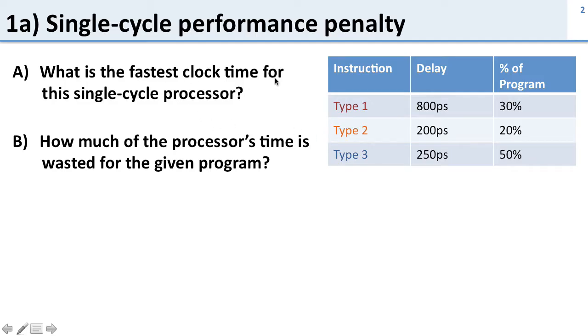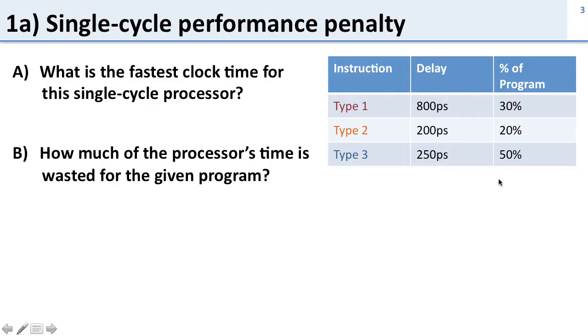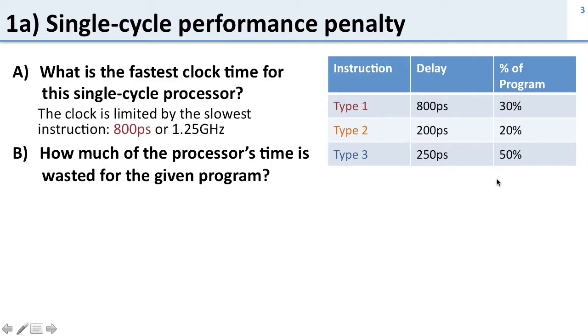What's the fastest clock time for this single cycle processor, and how much of the processor's time is wasted for this program that has this breakdown of instructions? So let's take a look at the first one here. The clock is limited by the slowest instruction, so 800 picoseconds. We can't run any faster than this instruction or it wouldn't be able to finish. So that means the fastest clock speed is 800 picoseconds or 1.25 gigahertz. Okay, so that's the fastest we can go.